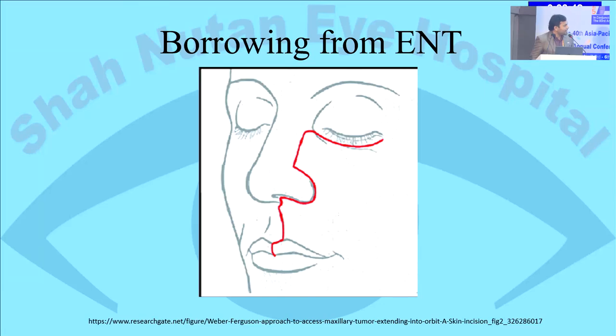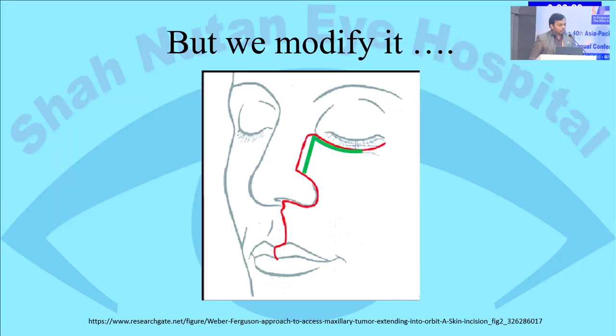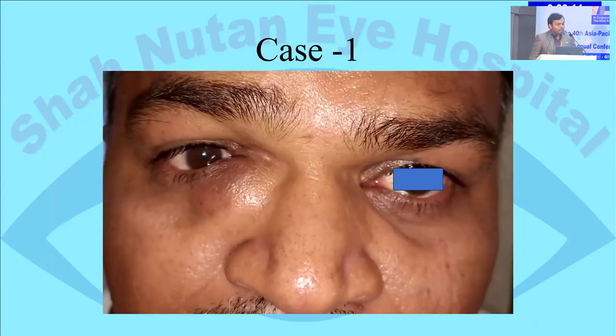This is the classical Weber-Fergusson incision, which is used for maxillectomy purposes, where a subciliary incision 3 mm from the lid margin is taken along the lower eyelid and then progressed along the nasolabial fold. So we modified it into a smaller incision exclusively for inferomedial orbital lesions. And this includes a subciliary component, a horizontal part, and a vertical oblique incision along the nasolabial fold. So I'll directly move on to our cases.